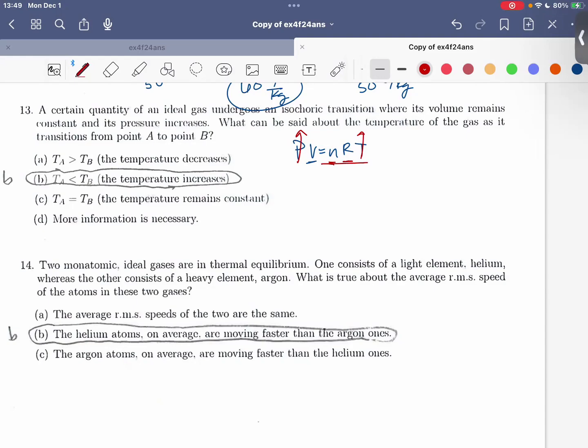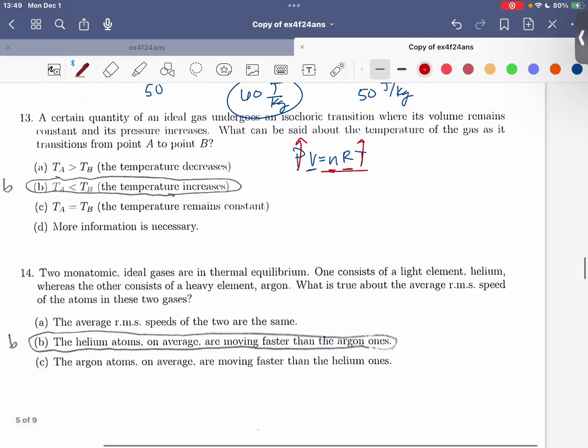So that's number 13. The textbook has some good explanations or good definitions for like what isochoric is, adiabatic, all of those things, all of the expansions. That's probably pretty useful to go and read. But yeah, that's number 13.